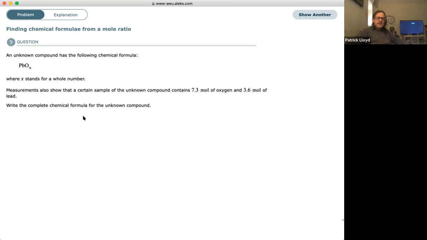So there it is, PbOX, where X stands for a whole number. Measurements also show that a certain sample of the unknown compound contains 7.3 moles of oxygen and 3.6 moles of lead. Write the complete chemical formula for the unknown compound. So here it is. We want to know the chemical formula. They give us some numbers here, but see how they're not whole numbers? We want them to be whole numbers is the point. Okay. So let me show you how to deal with that.